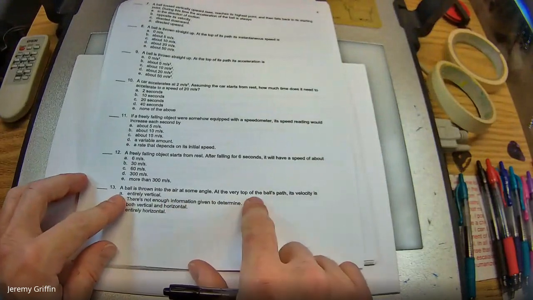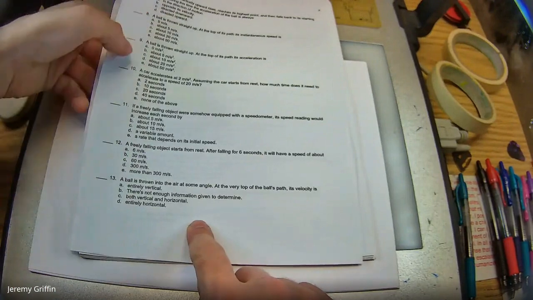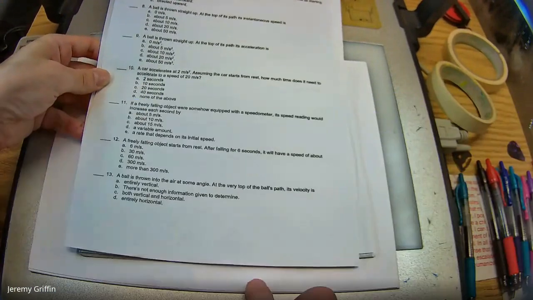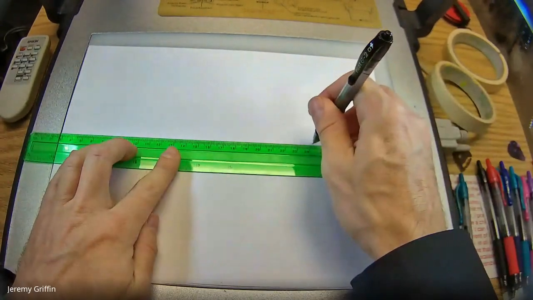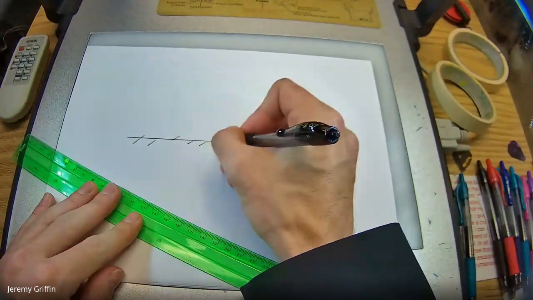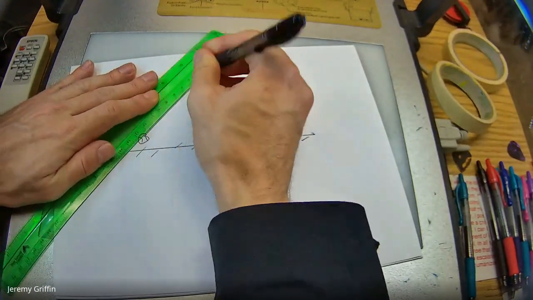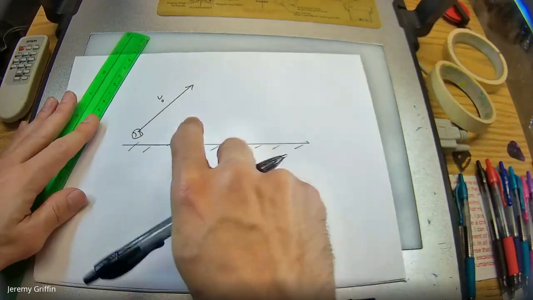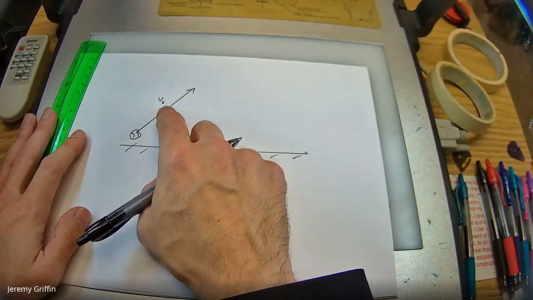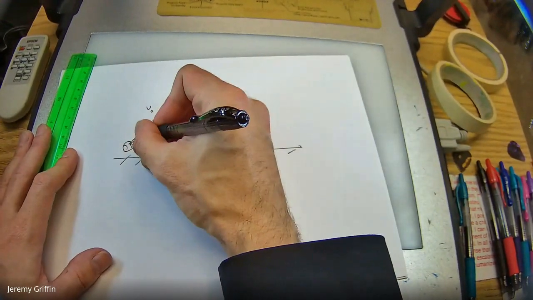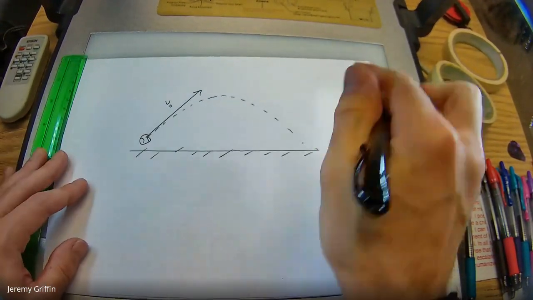A ball is thrown in the air at some angle. At the very top of the ball's path, its velocity is entirely what? Yeah, horizontal. Let's draw that up so you guys can see that. Ground, ball, initial velocity. Notice that's at some weird angle, so that's not vertical or horizontal itself. But maybe that's like throw speed. It's going to go into a parabola shape, right?